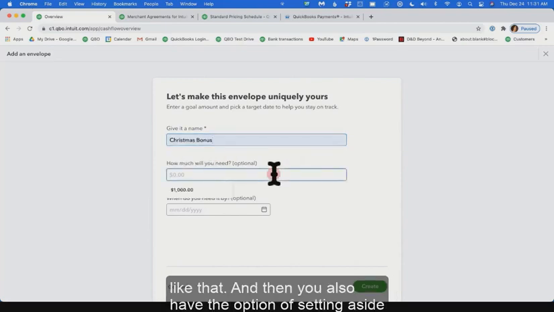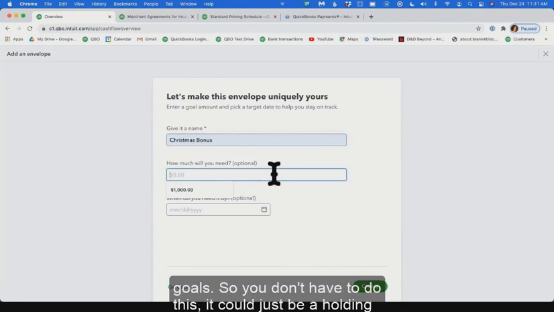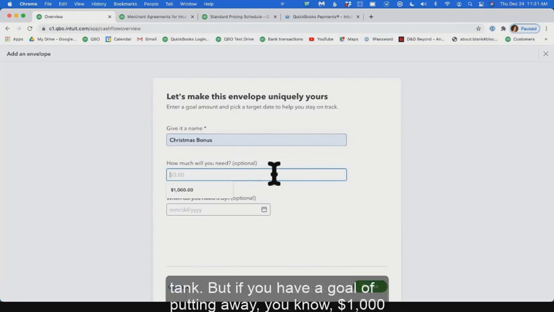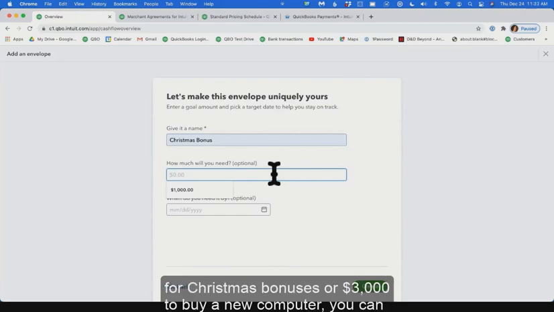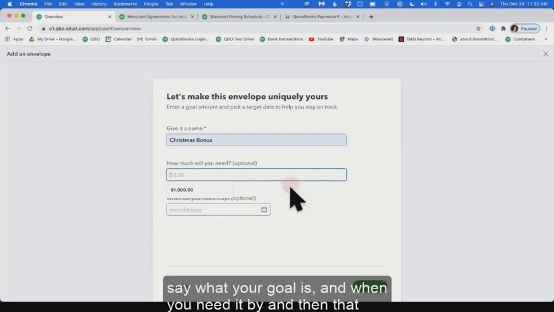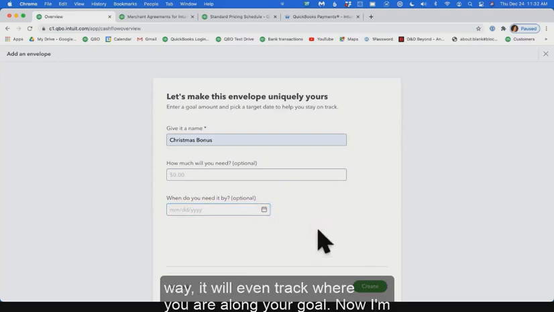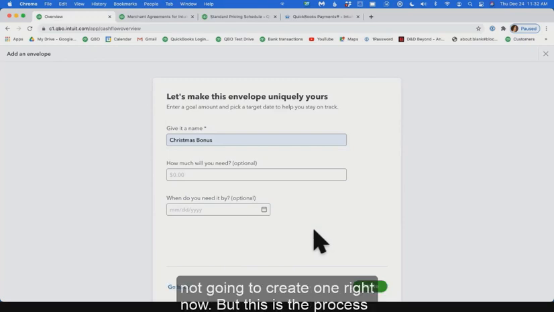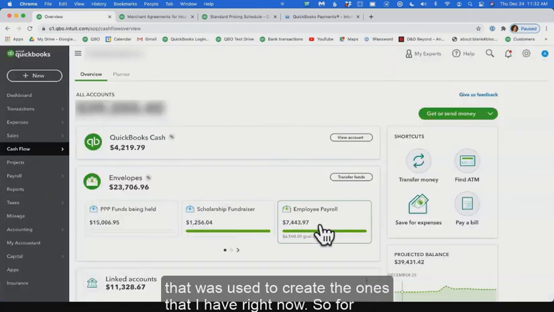And then you also have the option of setting aside goals. So you don't have to do this. It could just be a holding tank. But if you have a goal of putting away $1,000 for Christmas bonuses or $3,000 to buy a new computer, you can say what your goal is and when you need it by. And then that way it will even track where you are along your goal. Now, I'm not going to create one right now, but this is the process that was used to create the ones that I have right now.